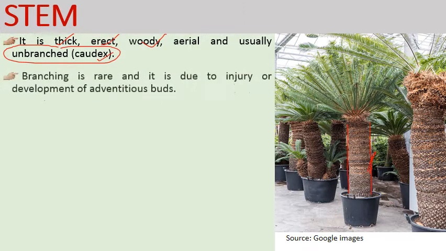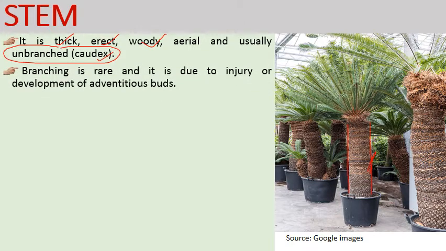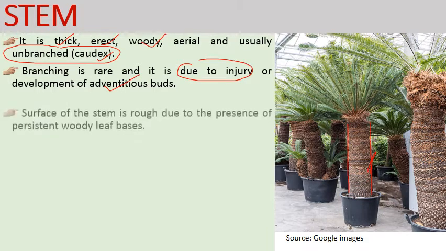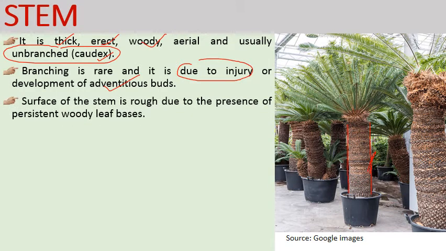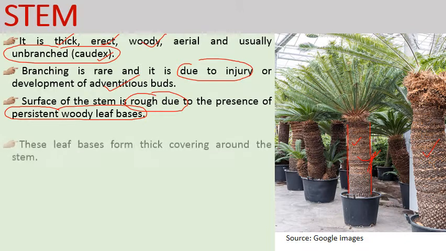So it is a thick, erect, woody, aerial and usually unbranched stem, and for this we use the term caudex. And branching is rare, and if there is branching, then it is due to some injury or due to development of some adventitious buds on the stem. And the surface of stem is rough, that we can see here. जो stem का surface है वो rough होता है, it is due to presence of persistent woody leaf bases. जो leaf bases हैं उनकी वजह से ये इसमें बाहर protective covering बनती है.